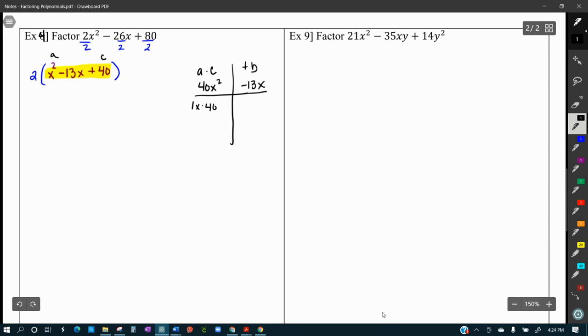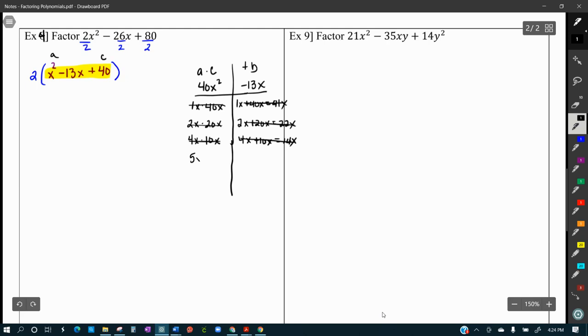1x times 40x. If I add those up, I get 41x, which is not what I need. So let's move on. I can divide by 2. 2x times 20x will give me 40x squared, and if I add these together, we get 22, which is not what I need. Let's try again. 3 does not divide into 40, but 4 does. 4x times 10x, so 4x plus 10x is 14x. That's super close, but not quite.